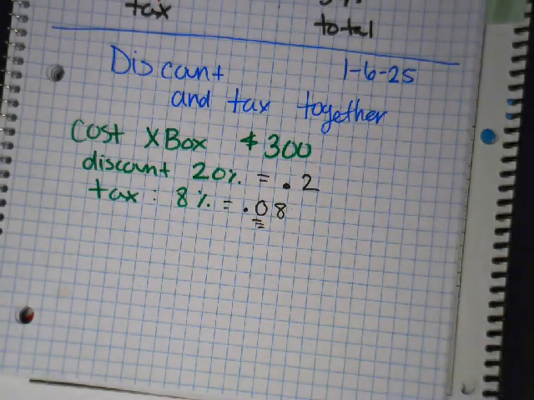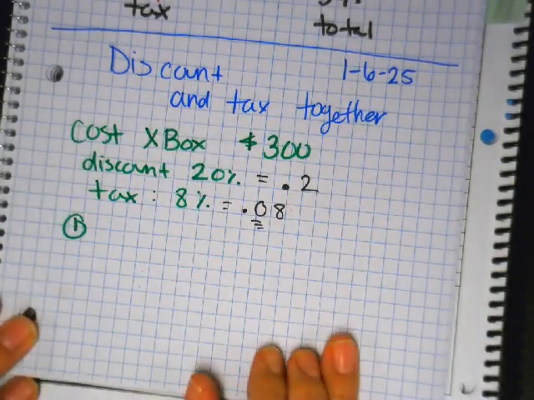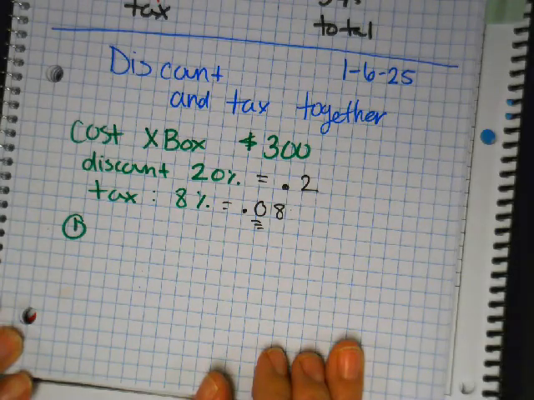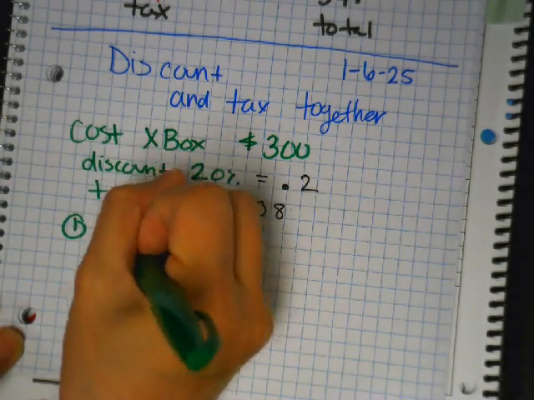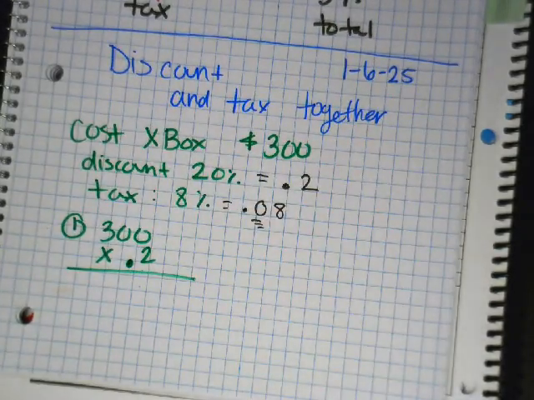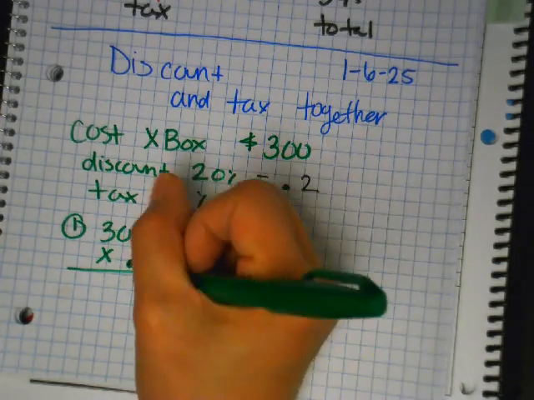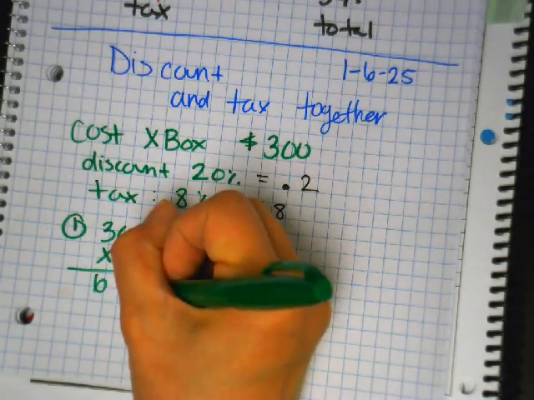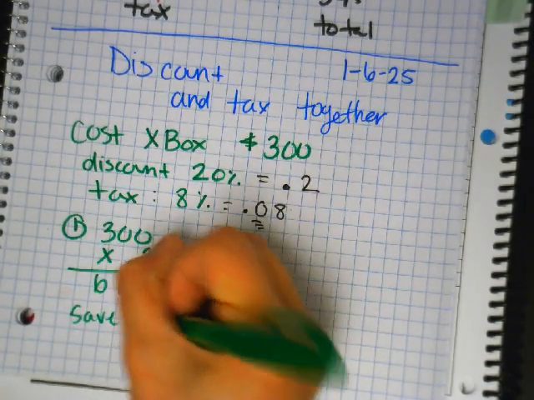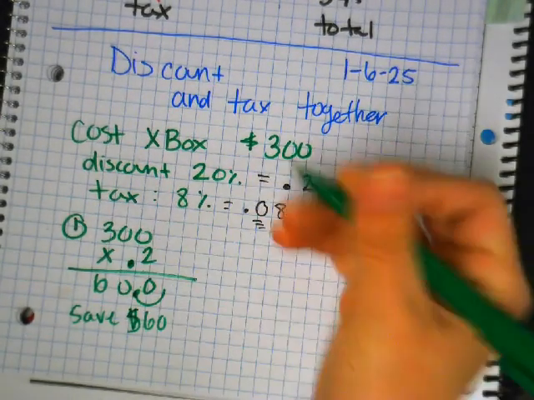Okay, so what's our first step? Discount. So what do I do? Multiply what? 300 times 0.2. What's the shortcut? Instead of multiplying by 0.2, what would I multiply by? 0.8. Yep. So I'm going to save $60, okay? So I'm saving $60. Now what's my second step?